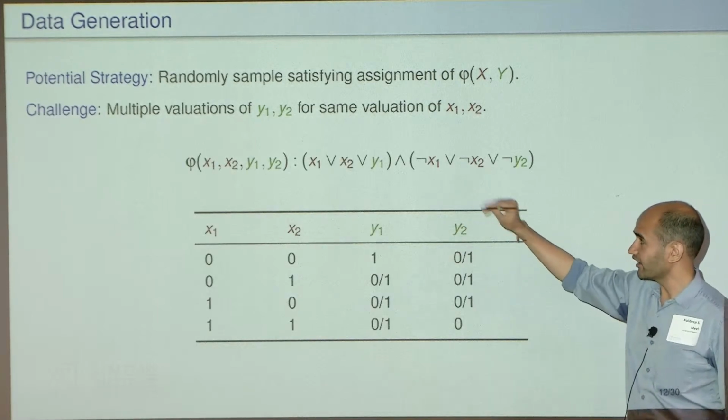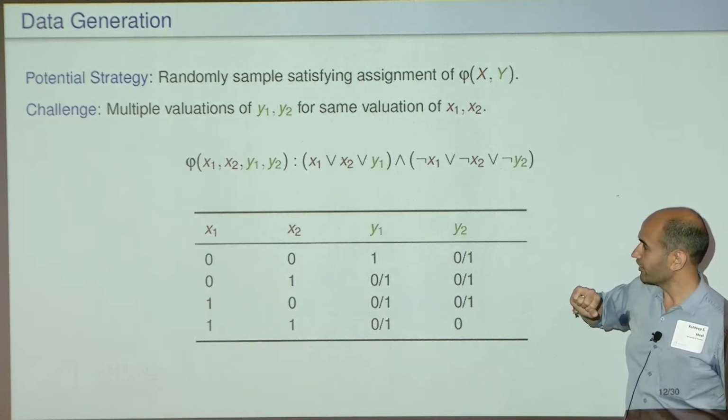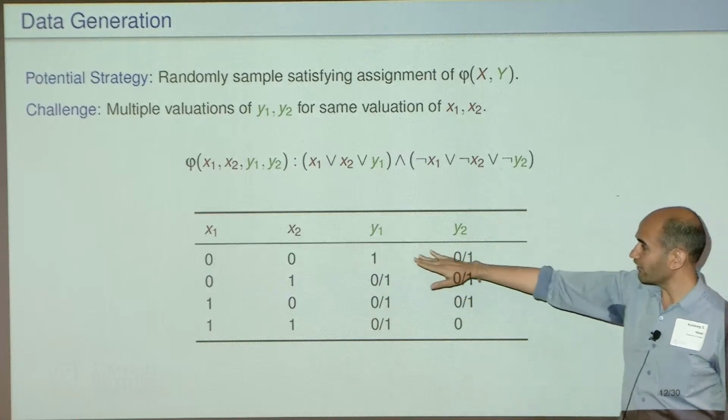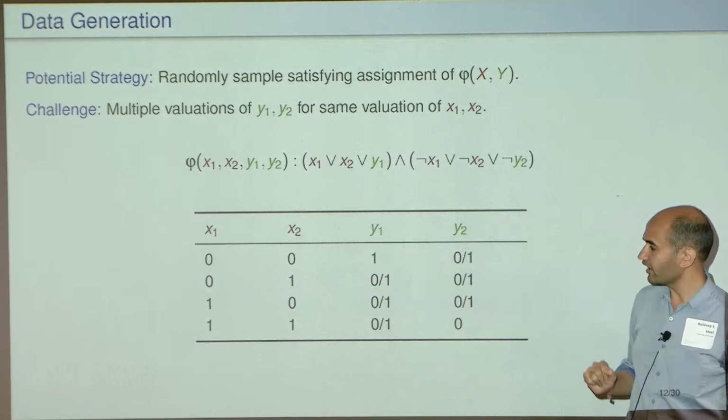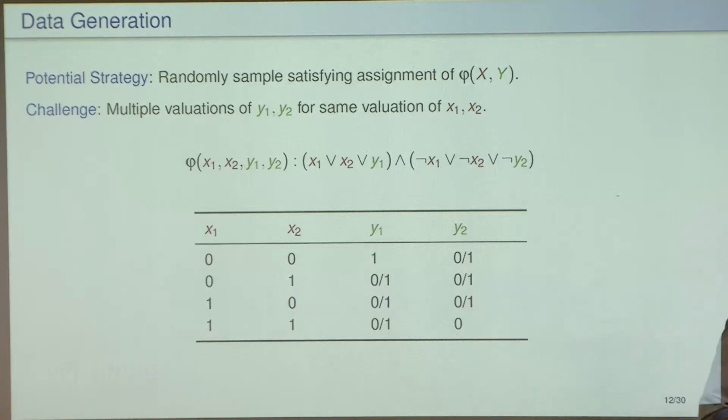I just extended the simple example we had. So in this case, let's say we added one more clause. So that would mean that when x1 and x2 are 0, 0, y1 must be 1. And when x1 and x2 are 1, 1, y2 must be 0. But for the other possibilities, y1, y2 can take any values.